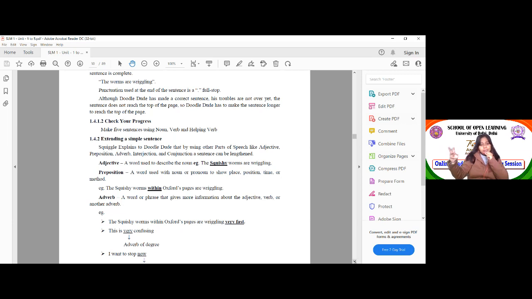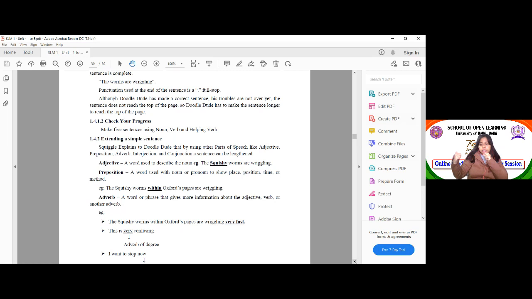Now, Squiggle explains to Doodle Dude that by using other parts of speech like adjective, preposition, adverb, interjection, and conjunction, a sentence can be lengthened. Means a sentence can be made long. So what are the other things that we use in our sentences? Adjective, preposition, adverb, interjection, conjunction.